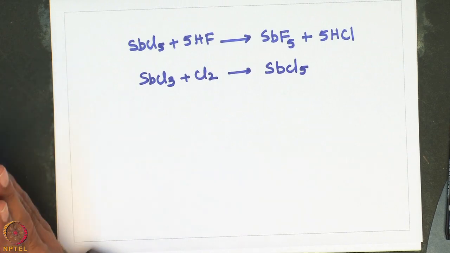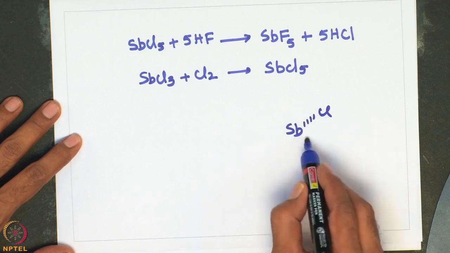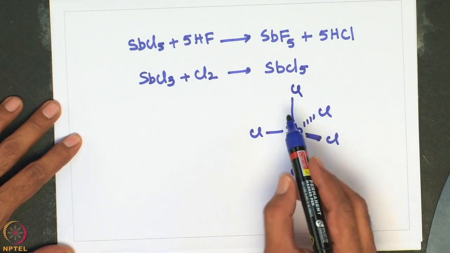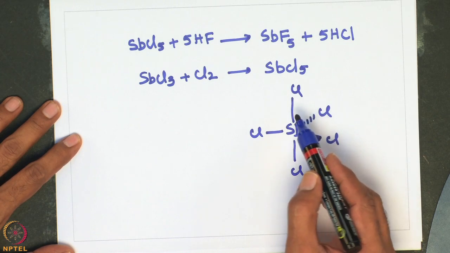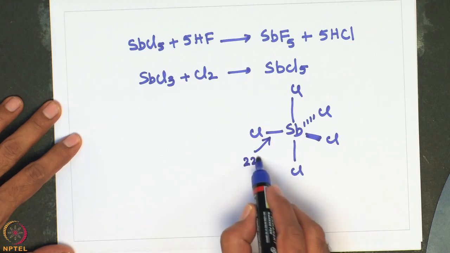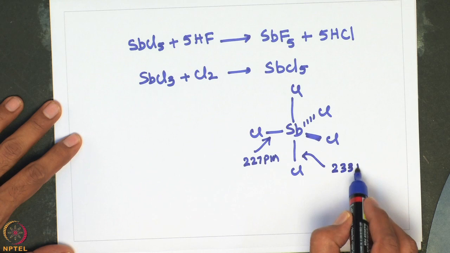Liquid SbCl5 contains discrete trigonal bipyramidal molecules having two longer axial bonds. So, like phosphorus pentachloride and arsenic pentachloride, the axial bonds in SbCl5 are a little longer than the equatorial bonds. For example, the equatorial ones are 227 picometer, whereas axial ones are a little longer, 233 picometer.